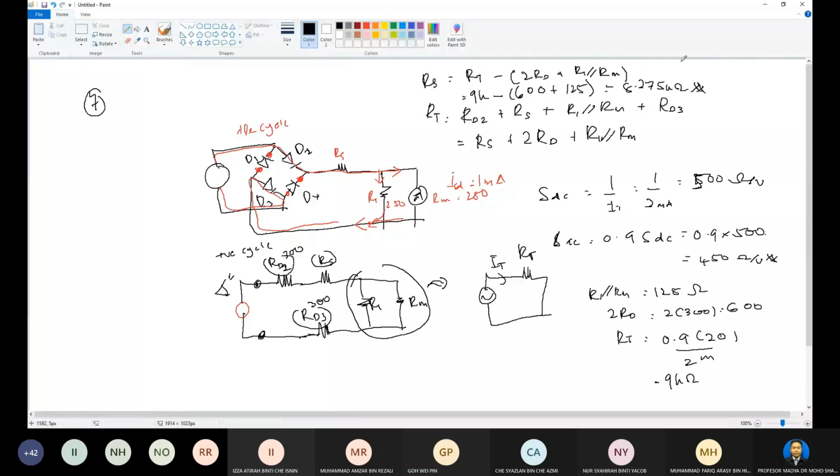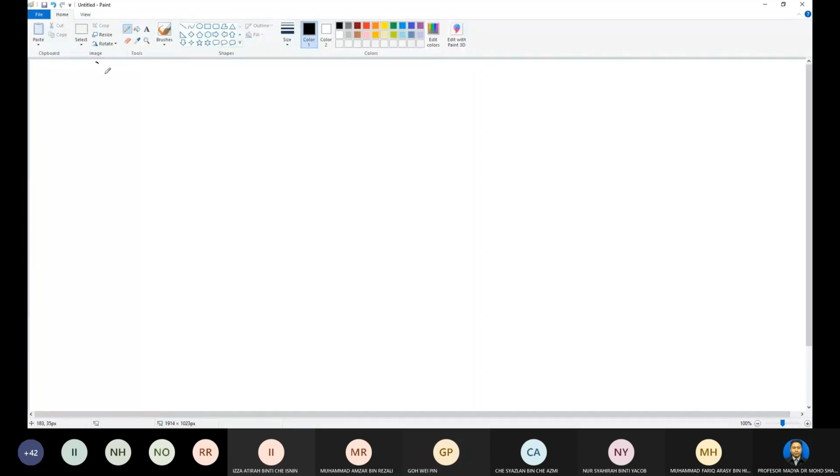Okay, we go for question 8. First we have to draw. So this is our circuit. This one is the given 20 VRMS. This one R1 is 25 kilo ohms, and R2 is 50 kilo ohms.